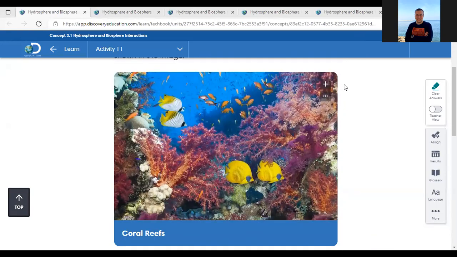So if you can see this image right here, these are coral reefs, along with different types of fish. They are in the water, in the ocean, and there are some rocks. So can anyone give us an example of interaction right here?